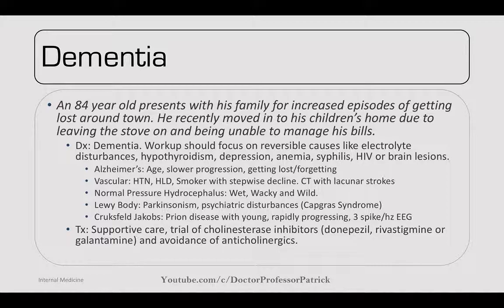And then the most advanced would be Creutzfeldt-Jakob disease. It's a prion disease, and it's marked by young, rapidly progressing dementia. So think somebody 40s to 50s with rapid progression within 2 to 3 months. And on EEG, there's a classic triphasic spike and sharp wave pattern at 1 Hertz. The treatment for all of these would be supportive care. You can try a trial of cholinesterase inhibitors like donepezil, rivastigmine, or galantamine for Alzheimer's disease, and you want to avoid anticholinergic medications.